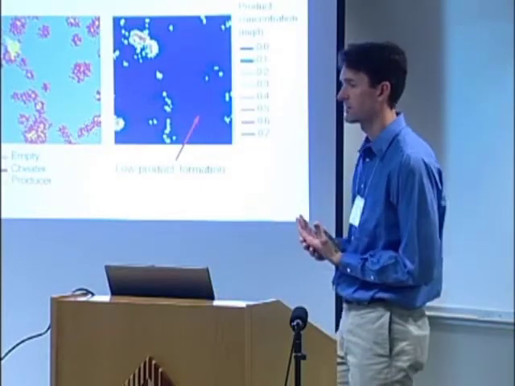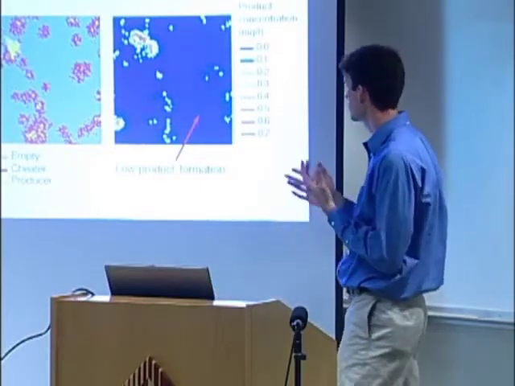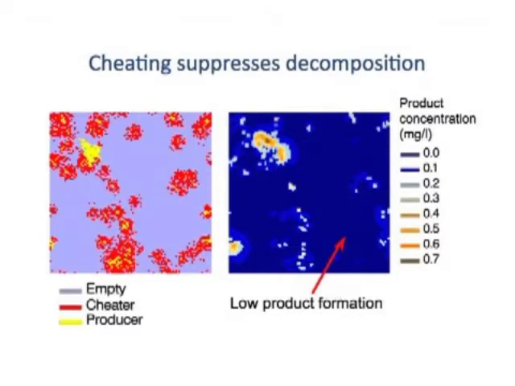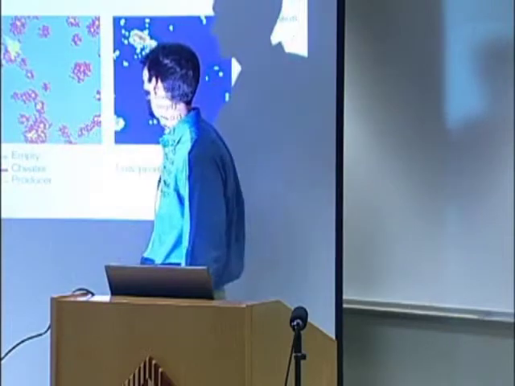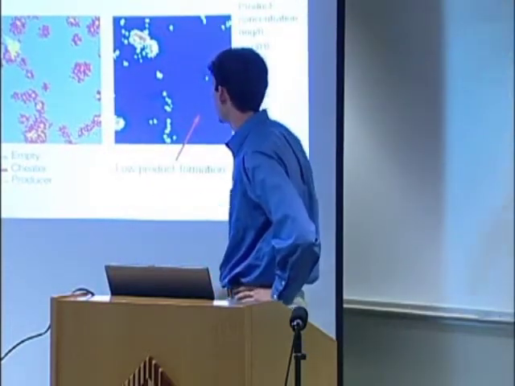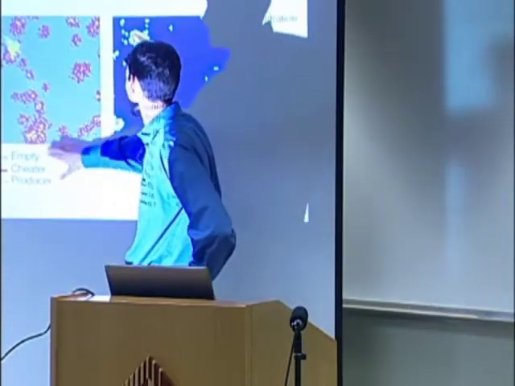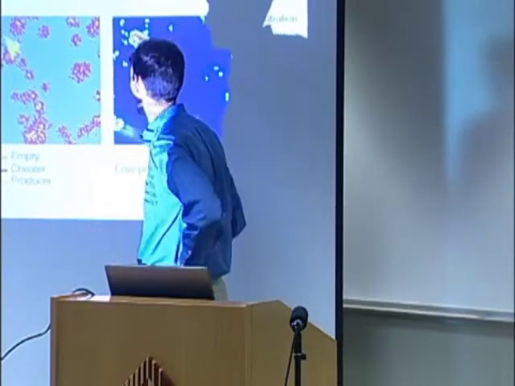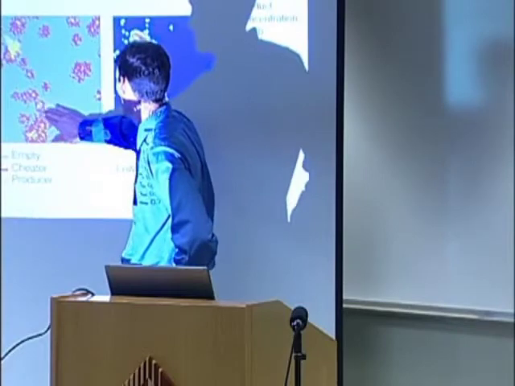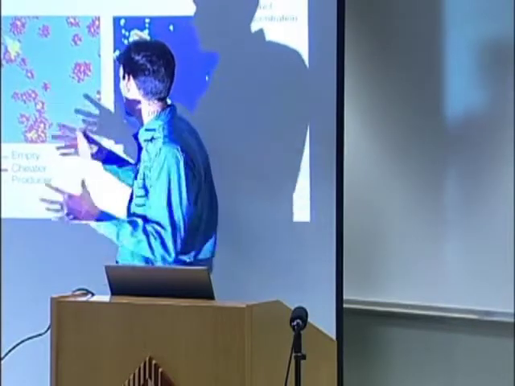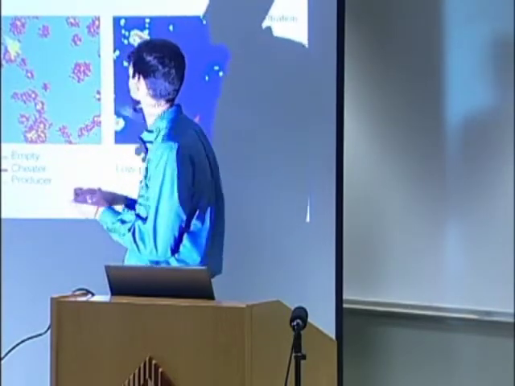So what's actually happening on the spatial grid? I think this is potentially a representation of what might happen on the surface of a plant leaf that's decomposing, for instance. On the left here, we have the populations. The gray is empty, the cheaters are in red, and the producers are in yellow. And what you can see here is that the cheaters are dependent on the producer colonies to produce enzymes and release the products. So they're occurring around the producers, but ultimately outcompeting them locally and driving them to extinction.